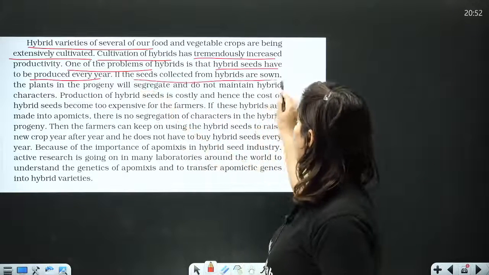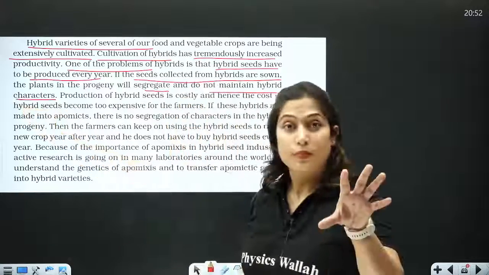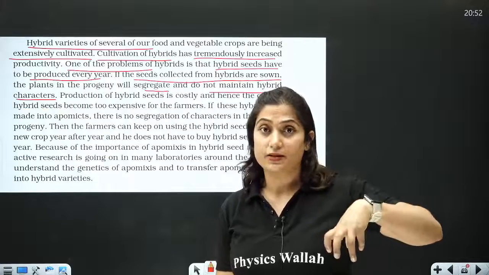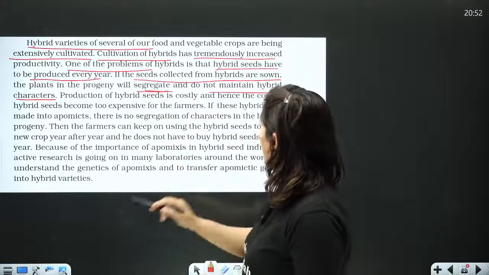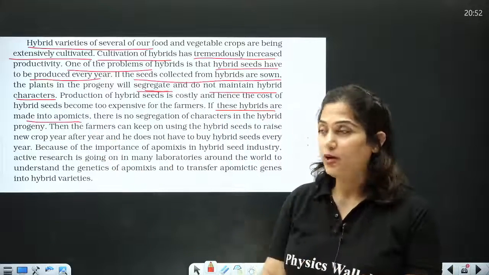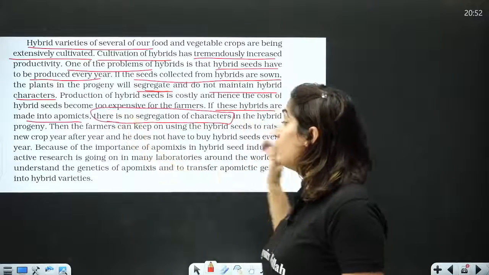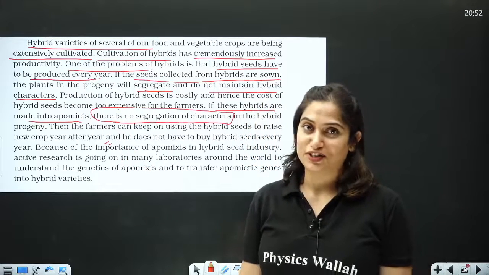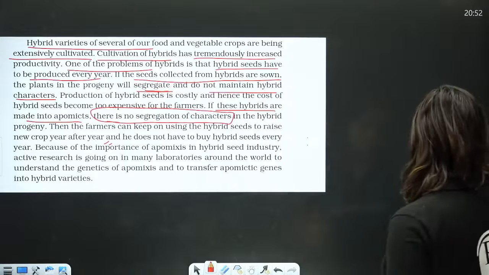If the seeds collected from hybrids are sown, the plants will segregate and do not maintain hybrid characters, right? Generally, the seeds do not retain the characters because they are a product of sexual reproduction, because there is segregation of traits. But if we inject the apomictic gene into these hybrids and make them apomicts, there is no segregation of characters because there will be no sexual reproduction, and that is why the farmer will not have to buy the seeds every year. Okay, so this will be the advantage of the discovery of apomictic genes.